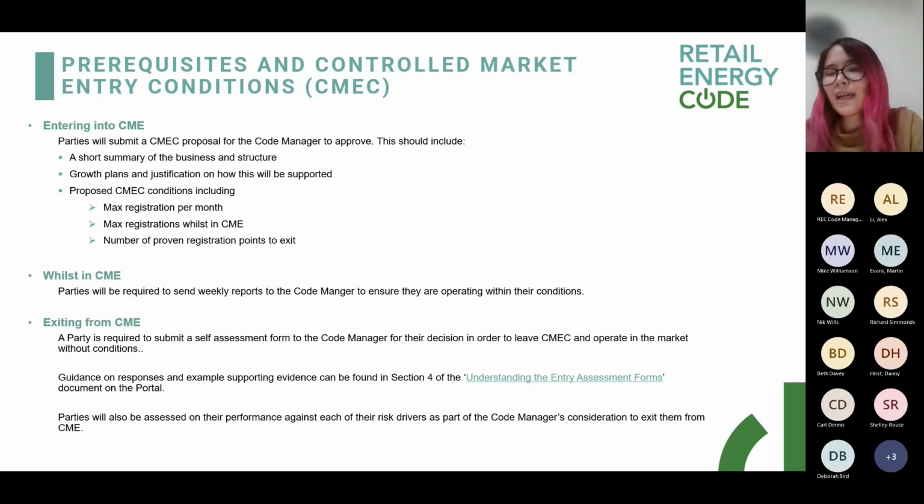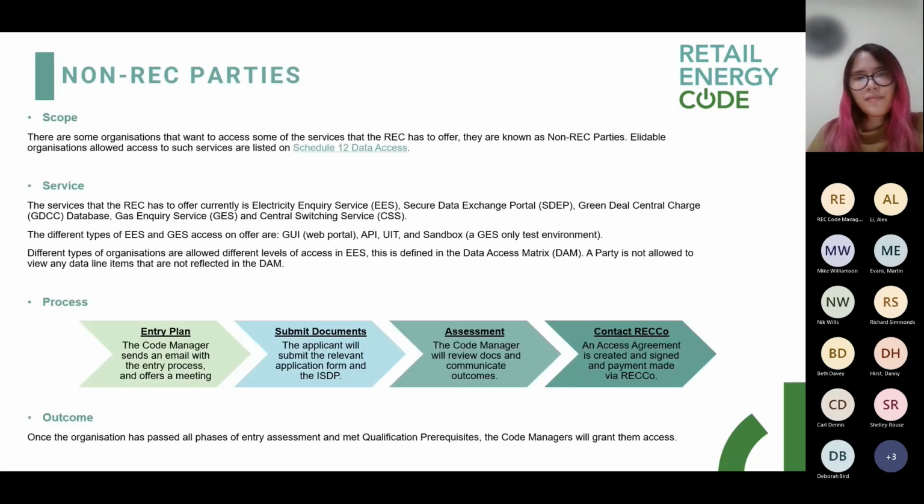We would just require you to submit another proposal, letting us know what you're planning to change your conditions to and how you're set up to support that and why that would be appropriate, and we can review, amend and approve that accordingly. So guidance on the responses and example supporting evidence to provide as part of your initial self-assessment can be found in section 4 of the Understanding the Entry Assessment Forms pack, which is on the REC portal. So that covers CME, and if we move on to the next slide.